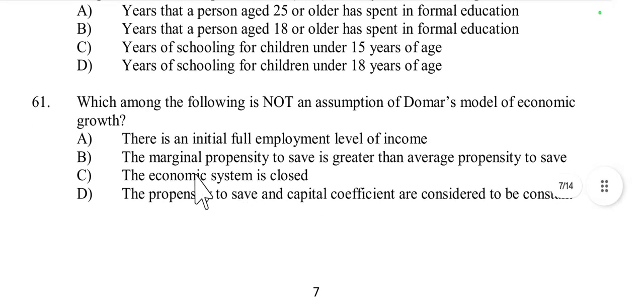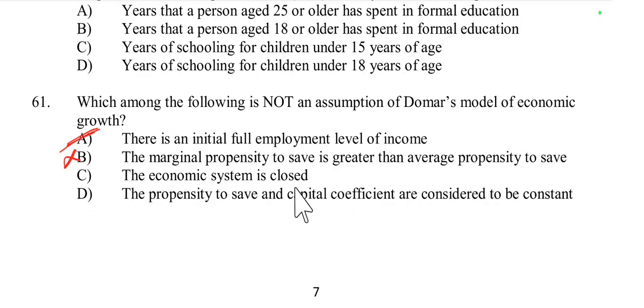Then question 61, which among the following is not an assumption of Domar's model of economic growth? First one is there is an initial full employment level of income. Yes, this is the assumption of Domar model. Then the marginal propensity to save is greater than the average propensity to save. No, this is not correct. Marginal propensity to save is not greater than average propensity to save. This is not an assumption of Domar model.